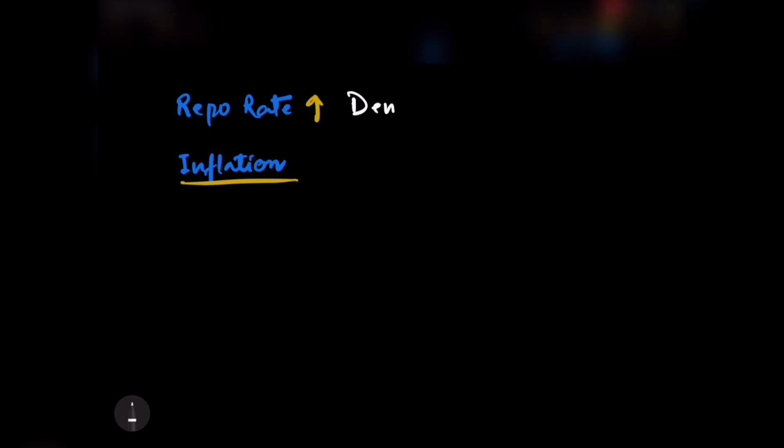This instrument of repo rate could be used by the Reserve Bank of India in order to solve the problem of inflation or deflation in the economy. During inflation, the cost of capital is increased by increasing the repo rate. This lowers the demand for credit, and because of which the commercial banks will create lesser money supply in the economy, thus solving the problem of inflation.